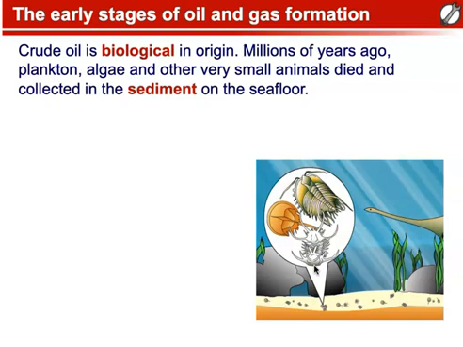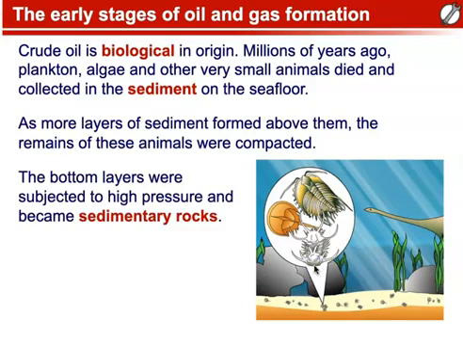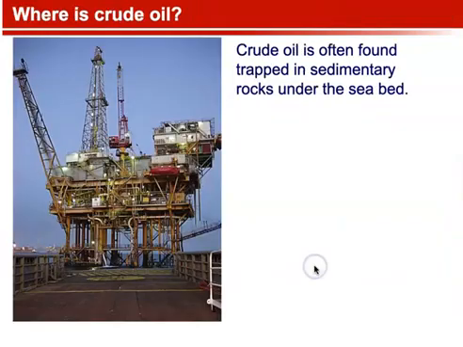The early stages of oil and gas formation. Crude oil has biological origins. Millions of years ago, plankton, algae, and other very similar animals died and collected in the sediment on the seafloor. As more layers of sediment formed around them, the remains of these animals were compacted. The bottom layers were subject to high pressure and became sedimentary rocks. Over millions of years, the combination of high heat and high pressure turned sedimentary rock into crude oil.